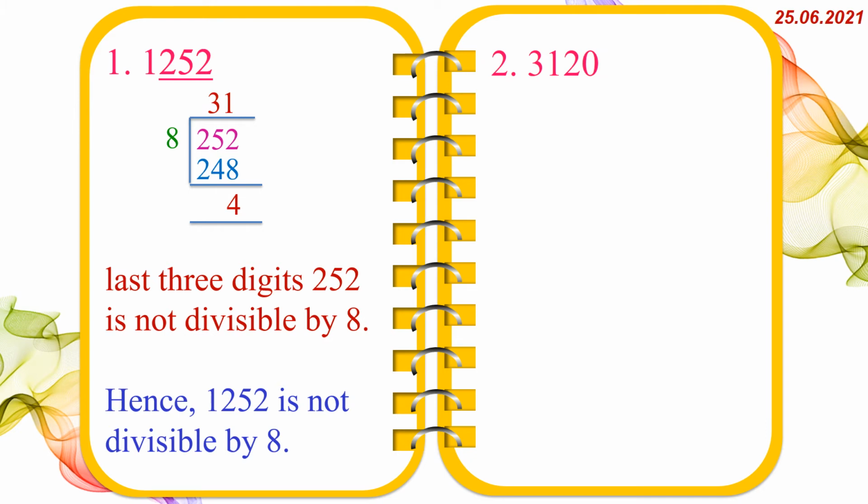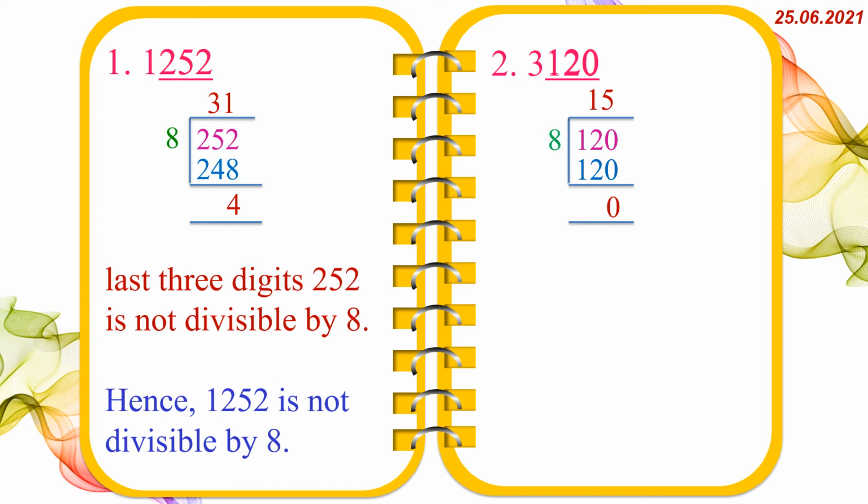Next one, 3120. Here the last 3 digits are 120. Let us check whether 120 is divisible by 8 or not. Here 120 is the dividend and 8 is the divisor, so let us find the quotient and remainder. 15 eights are 120, so 120 minus 120 gives 0.